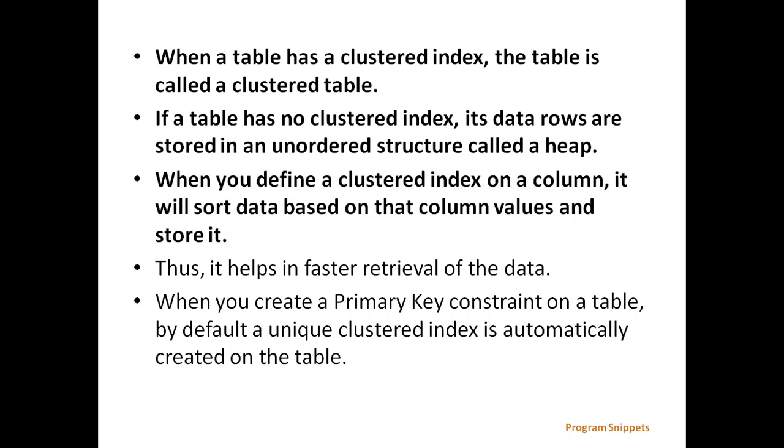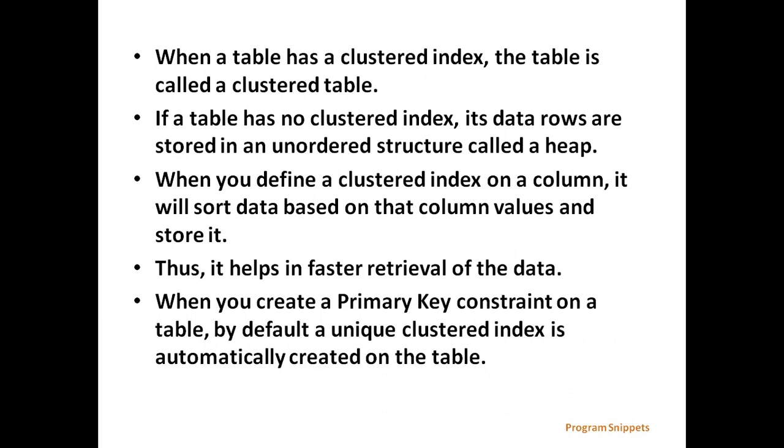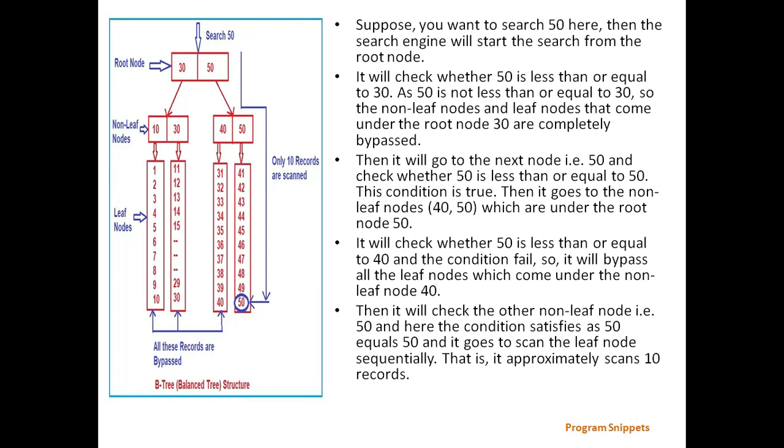When you define a clustered index on a column, it will store data based on that column's values and sort it. Thus, it helps in faster retrieval of the data. When you create a primary key constraint on a table, by default a unique clustered index is automatically created on the table. Here we will see an example for clustered index.